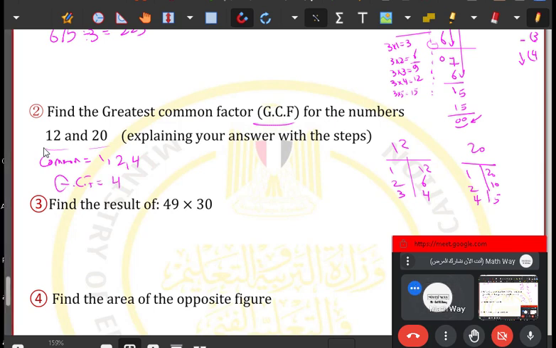Okay, find the result of this multiplication.